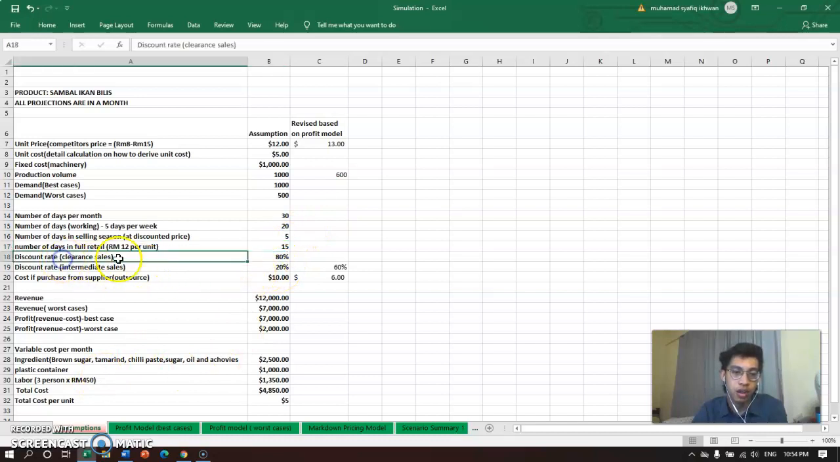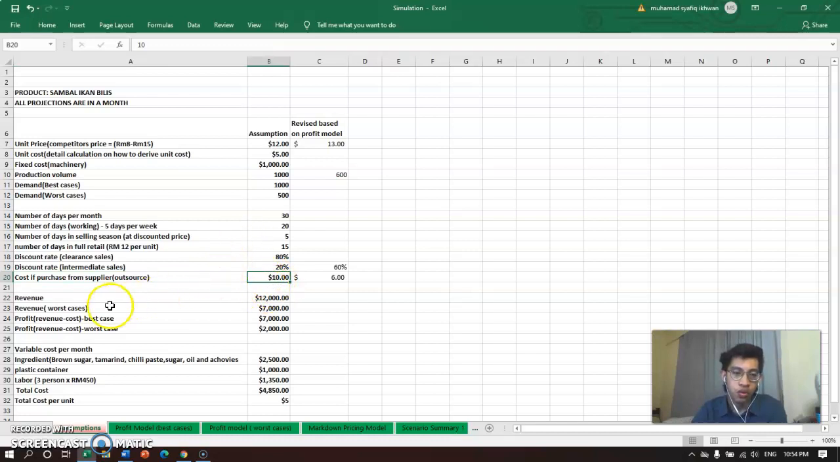Next we have the discount rate for clearance sales. My early assumption is 18%, and for intermediate sales it is 20% per month. Then, if I want to buy my product from another supplier, I am assuming that the cost of outsourcing is 10 ringgit per unit.